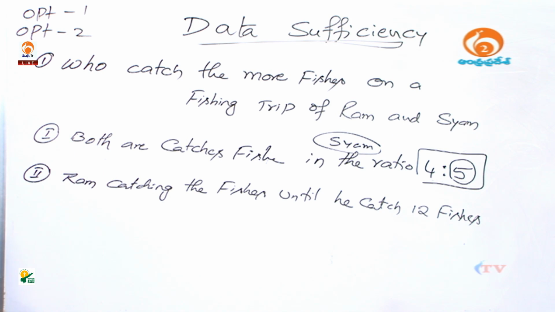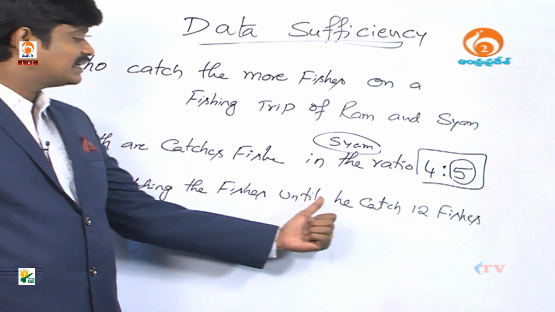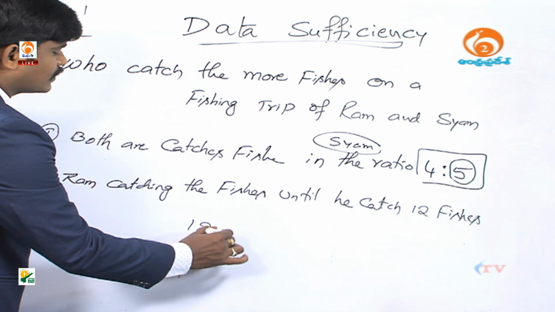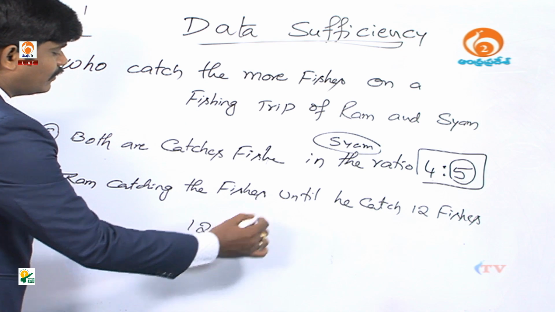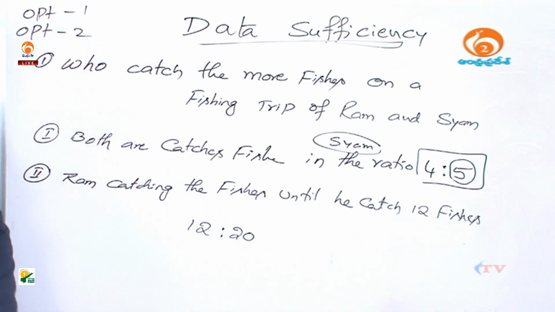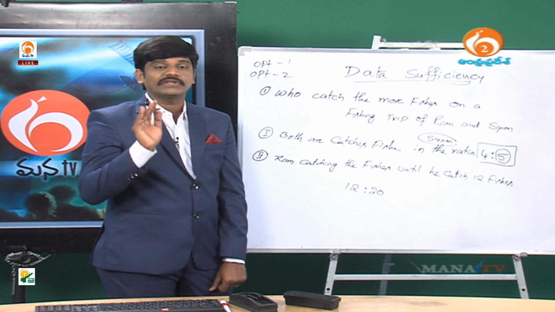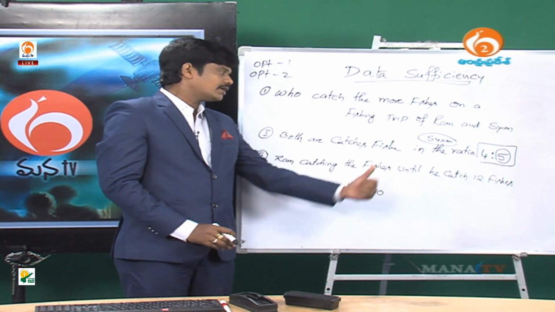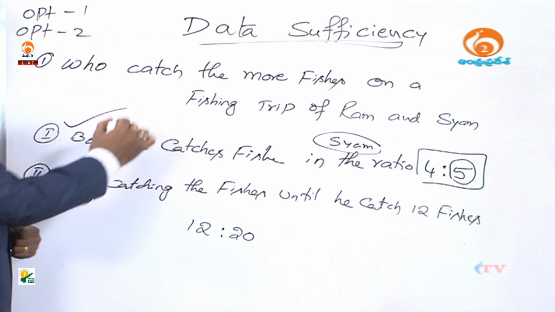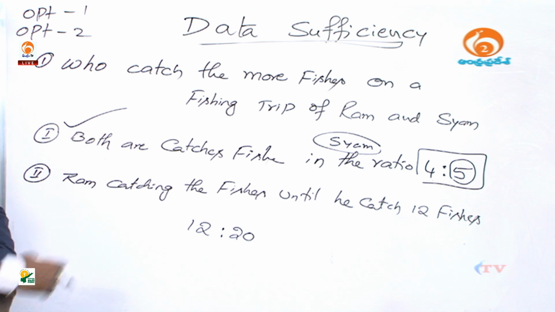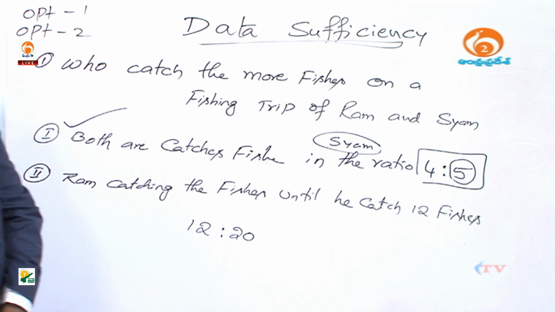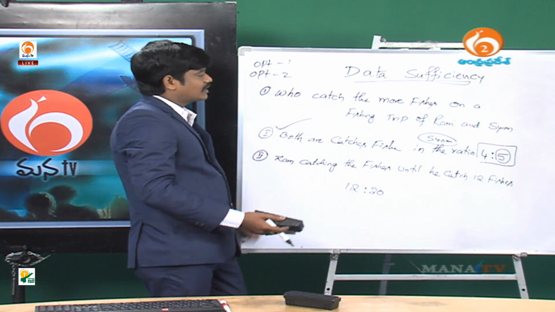By the second conclusion, Ram keeps catching fishes until he catches 12 fishes. That means Ram continues fishing up to 12. Shyam could be 20 or 40 or 60, we don't know. They are only asking who catches more fishes, not how many. Here, by using the first conclusion, you can conclude that Shyam catches more fishes. That is the answer for the given question.